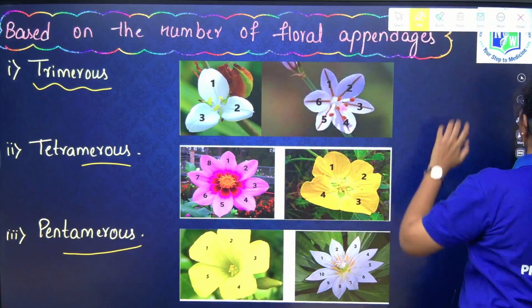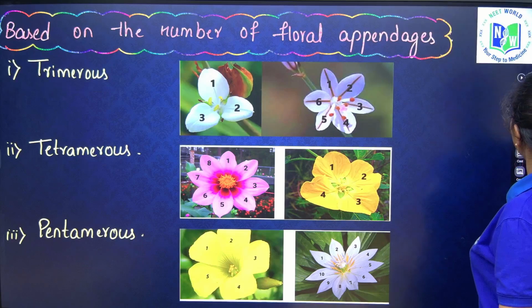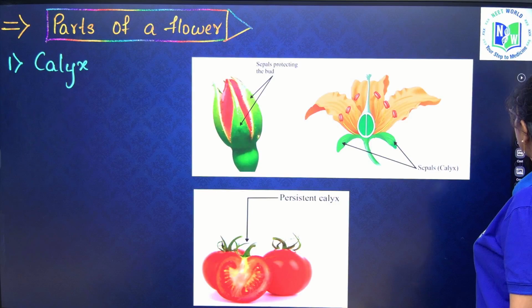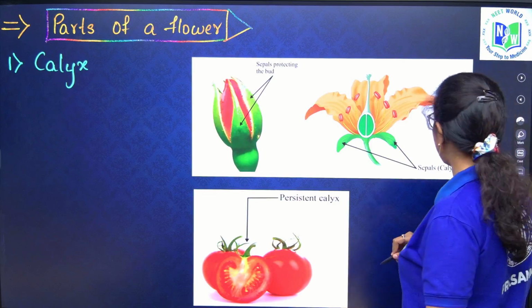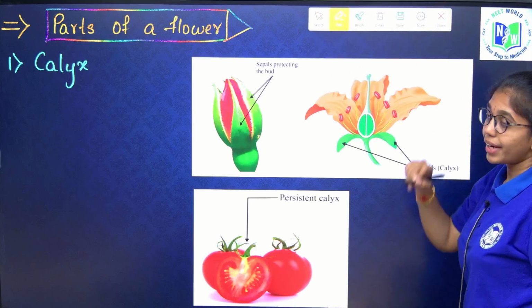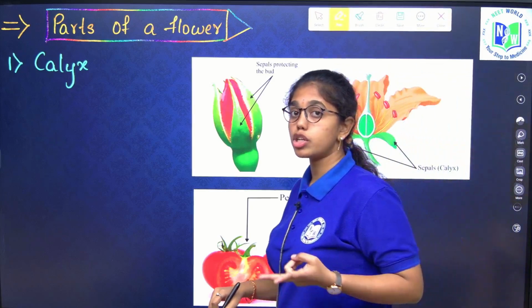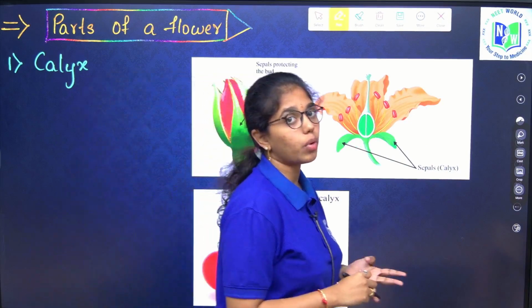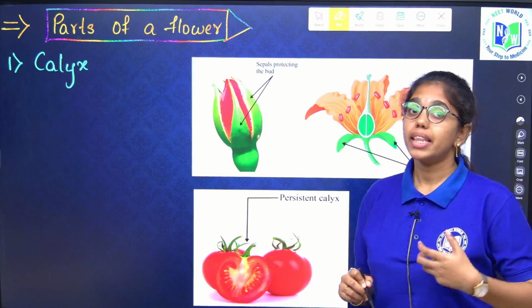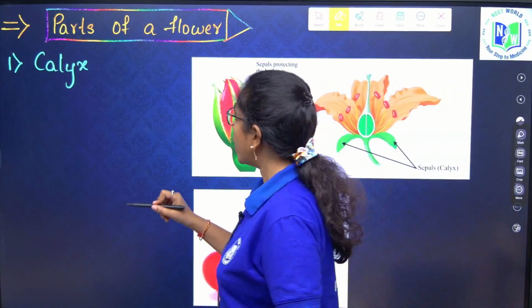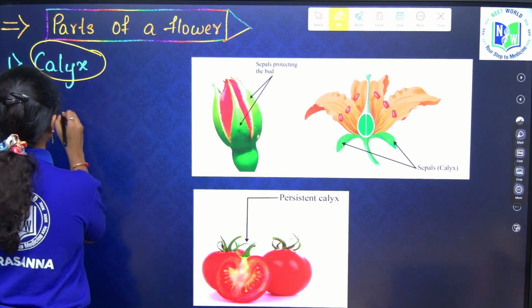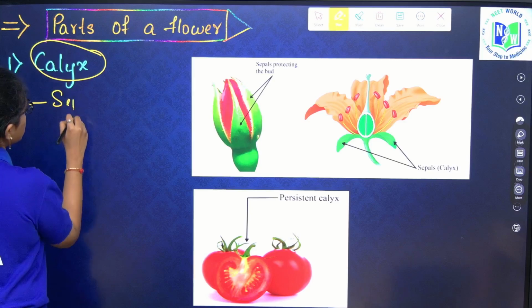Next, the parts of a flower, which we learned in the very first slide, include 2 accessory whorls or non-essential whorls, those are calyx and corolla, and 2 essential whorls or reproductive structures, they are androecium and gynoecium. If you look into calyx, calyx includes what? Sepals.